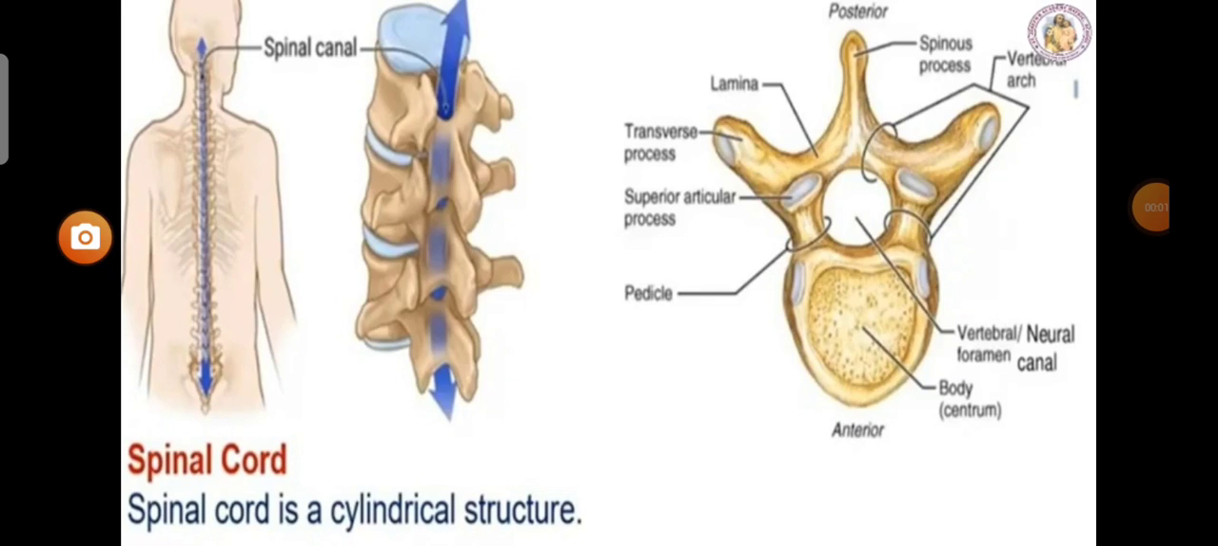Friends, now we see Standard 10th Science, Unit 15 Nervous System. In this chapter, we see about the spinal cord.